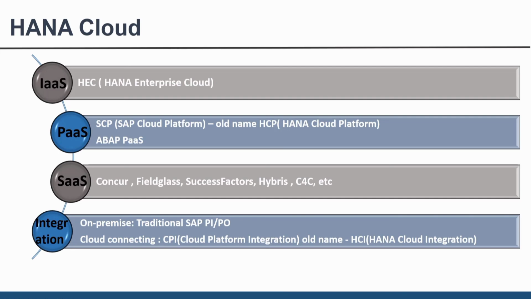And for integration, SAP has again introduced different integration platforms. PI/PO you already know, which is used for on-premise, and for cloud connectivity, SAP has introduced CPI, that is Cloud Platform Integration. The old name of this product is HCI, that is HANA Cloud Integration, which is now CPI, Cloud Platform Integration.